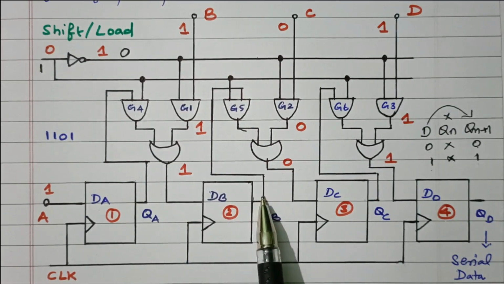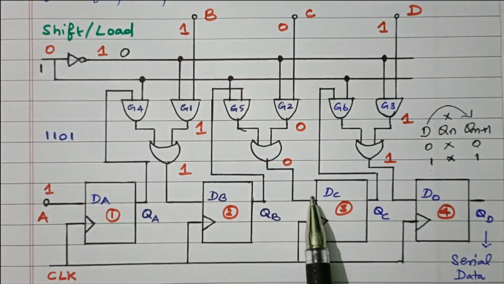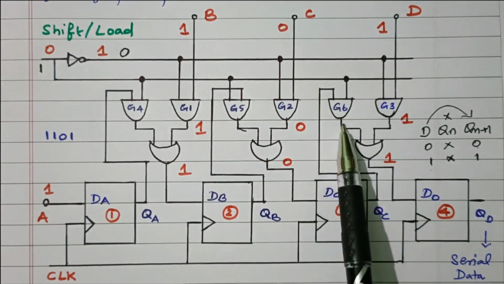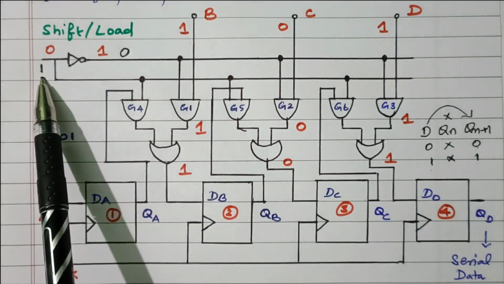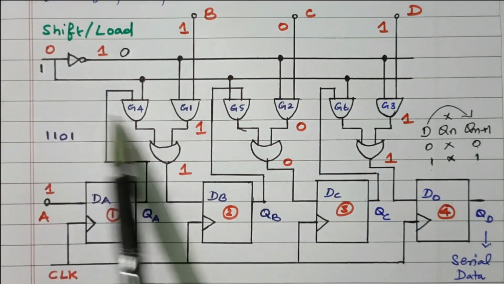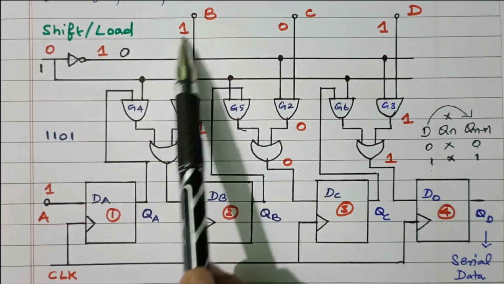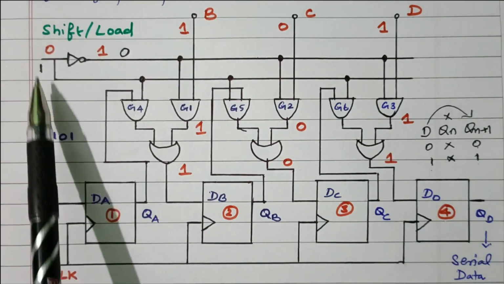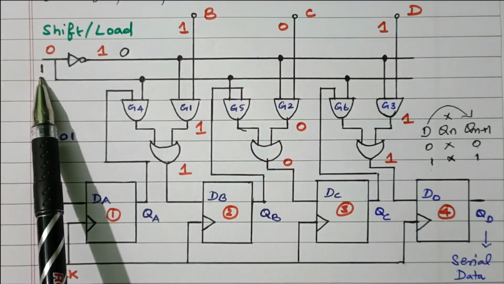Similarly, QB will be shifted to DC through this G5 and OR gate. Similarly, this QC is shifted to DD through this G6 and this OR gate. So the shifting will happen. If the control input is 1, shifting will happen. If the control input is 0, then parallel loading will happen, right? So we can control the operation, either shifting or loading, based on this value. 0 means parallel loading, 1 means shifting the data, right?